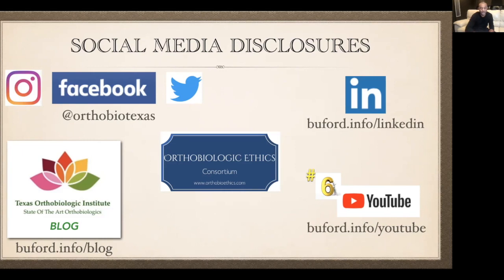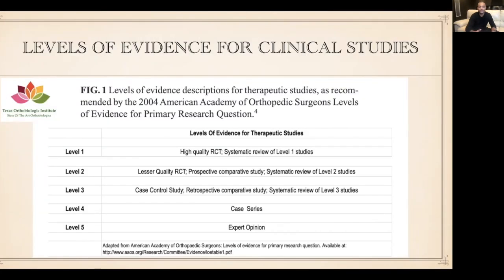And now let's get into the substance of this lecture. I would now like to discuss the levels of evidence for clinical studies. A level 1 study is a high quality randomized controlled trial. It can also be considered a meta-analysis where all of the studies included are level 1 randomized controlled trials.